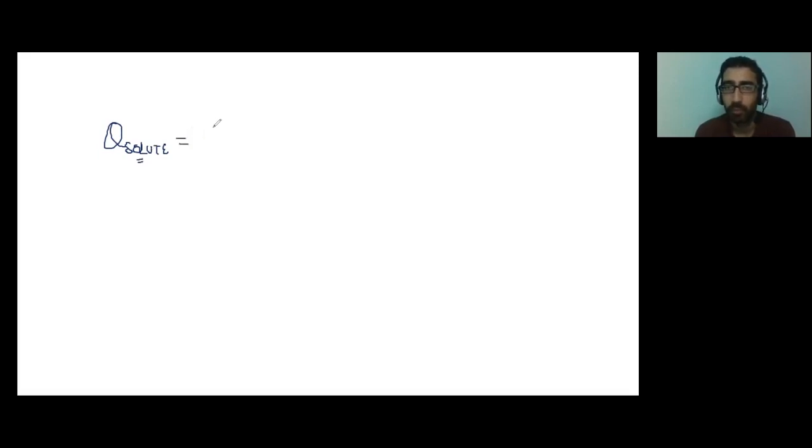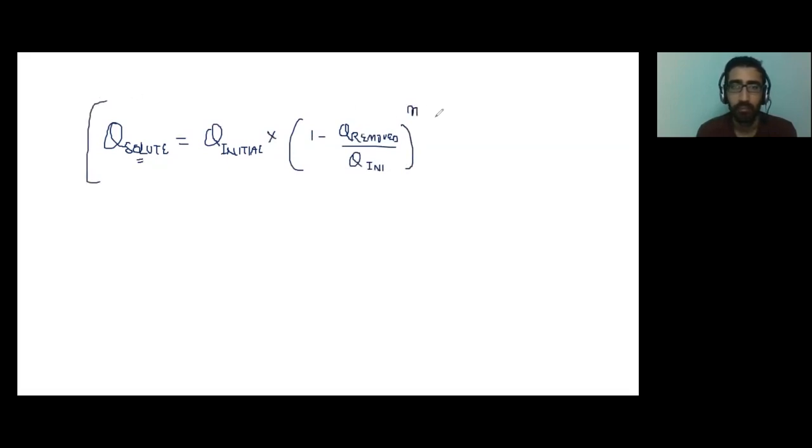This is equal to the initial quantity into 1 minus quantity removed of the solution upon initial quantity to the power n, where of course solute is the thing, the item not being removed. Q initial is the volume of that solute. Quantity removed is the quantity being removed every time.